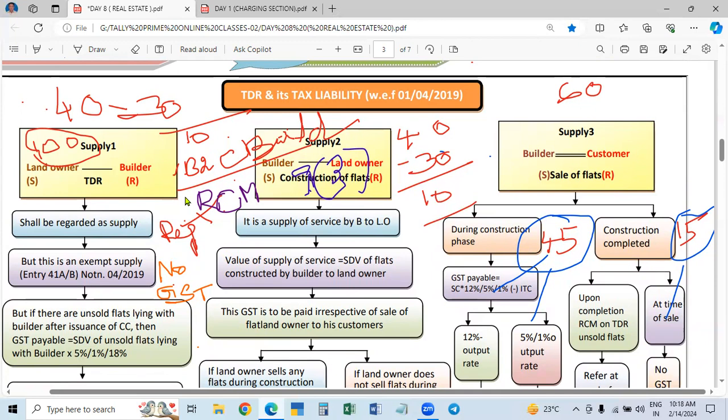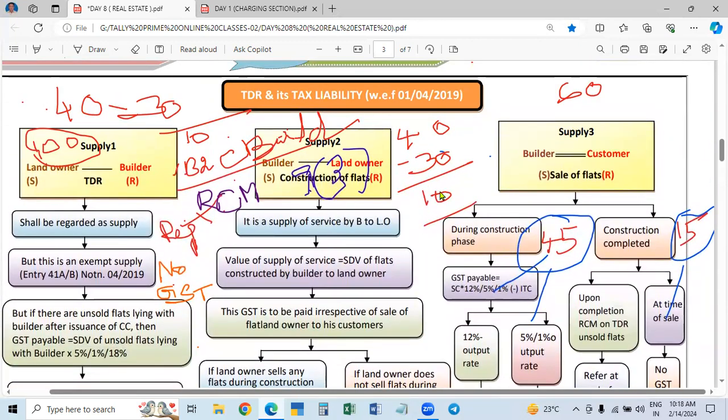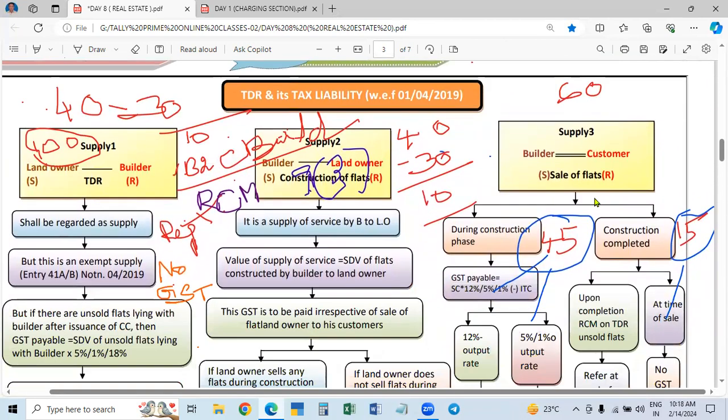So in these two cases, it is complete. This 10 flats balance is showing the liability under B2C and paying the money. I think that is not covered in the previous video. So that is covered, and these two cases, supply one and supply two, are completed. In supply one, there is still a balance, which comes under supply three. And now we come to supply three.